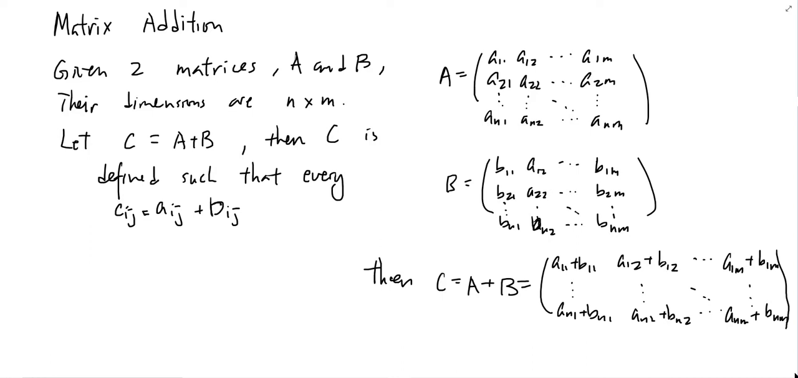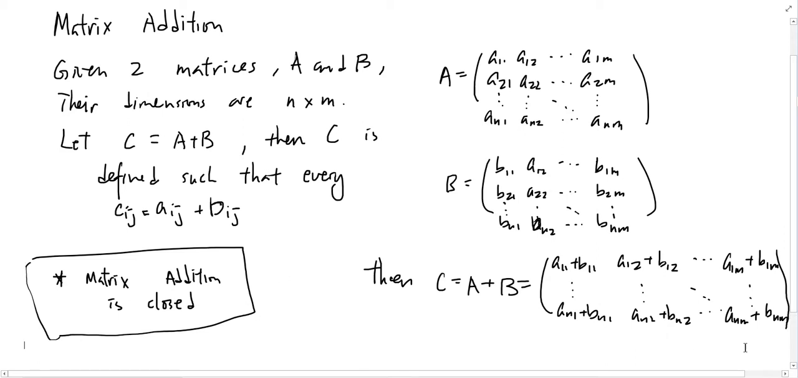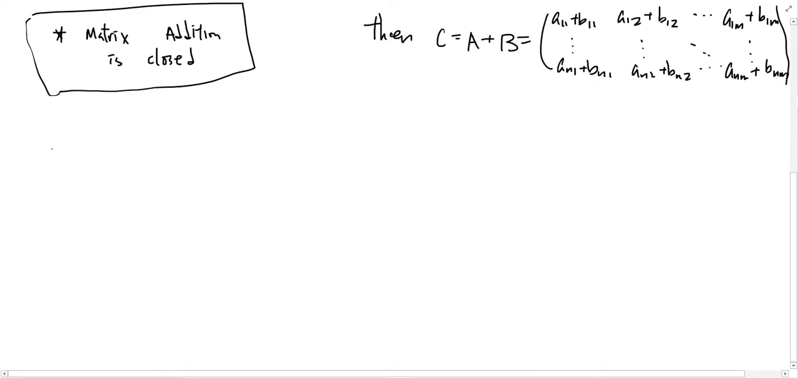Also notice the output of the matrix addition is another matrix that's n by m. So it's important to notice that matrix addition is closed. It has the closure property. And it is important because it will allow us to repeatedly add multiple matrices together as long as they all have the same dimension. Okay.